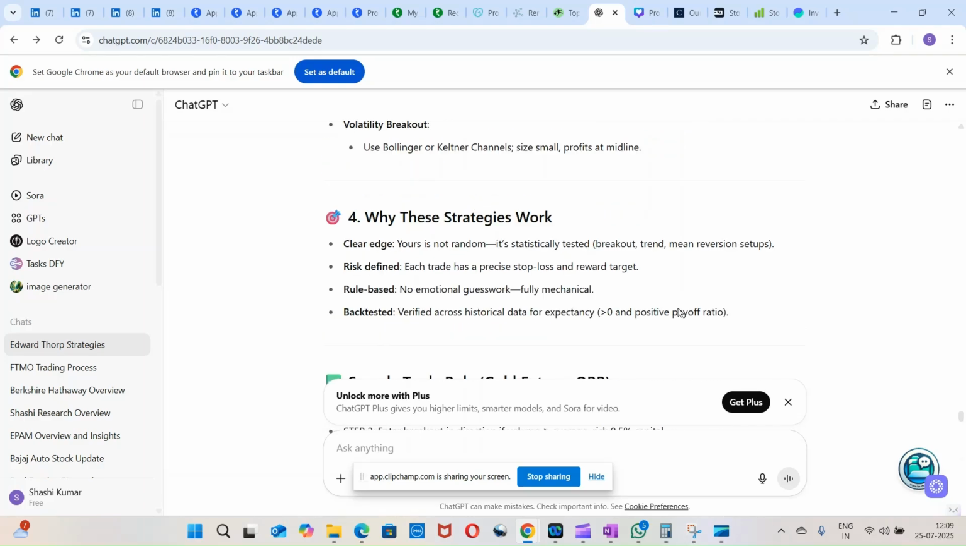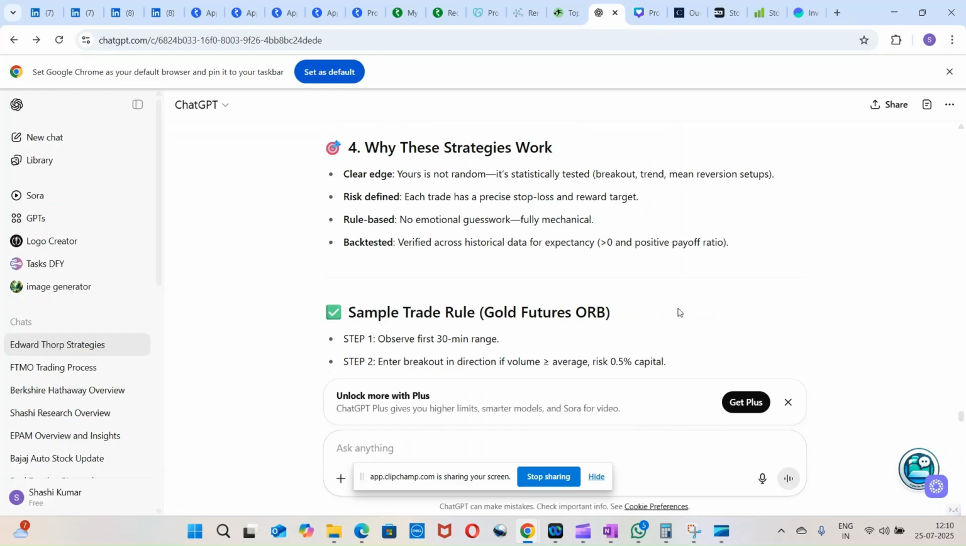So why do these strategies work? Because there is an edge, okay, a clear edge. So what you're doing is not random trading. You're doing statistically tested and proven strategies. All these strategies are statistically tested and proven that they'll work. All breakout strategies, trend following strategies, mean reversion setups, they definitely have an edge. Okay, so that's why these strategies will work.